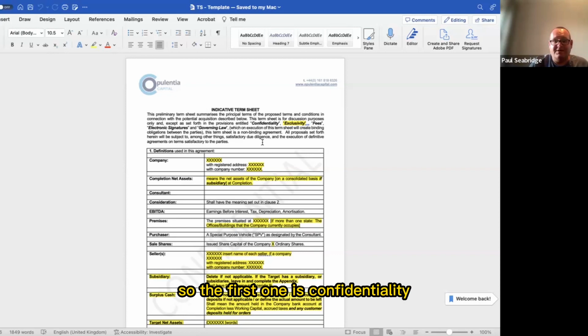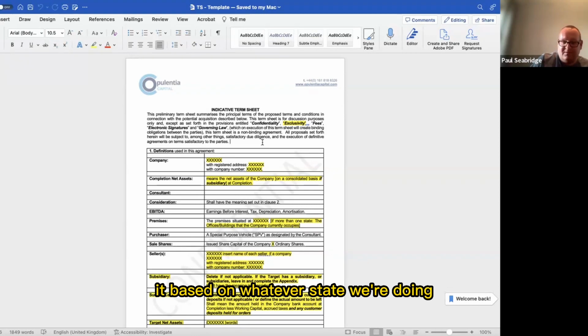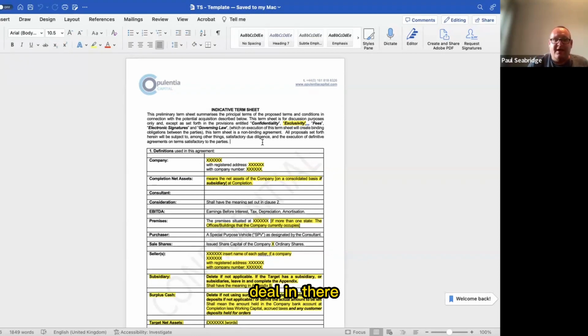So the first one is confidentiality, the second one is exclusivity, the third one is fees, and this agreement is based on English law. If we were doing the deal in England, if it was in the US, it would be based on whatever state we're doing the deal in there. So those sections are binding, but everything else is non-binding.